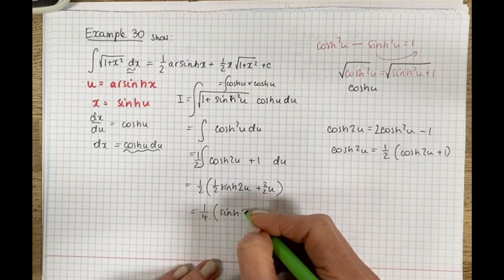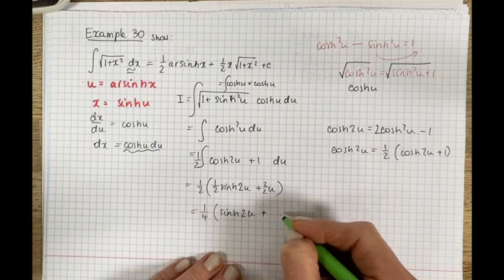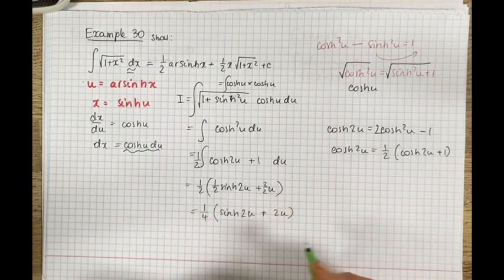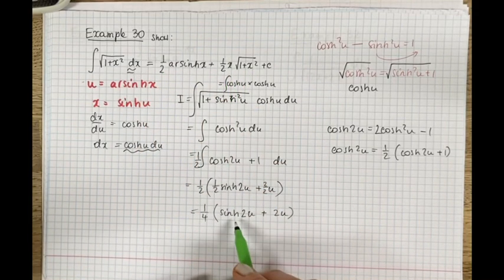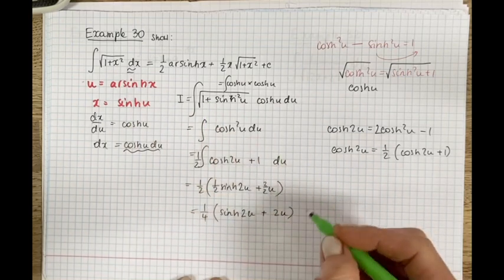Actually, I don't need to do a quarter, but never mind, I'll sort that in a minute. 2u plus 2u. I'll have to multiply it out because of the way the answer is. So now, if I've got to replace u, where's my substitution? u is equal to arsinh x.